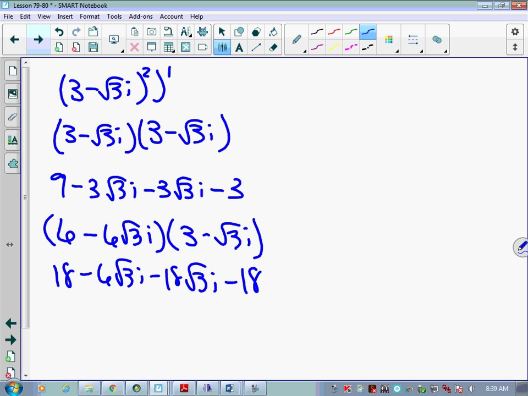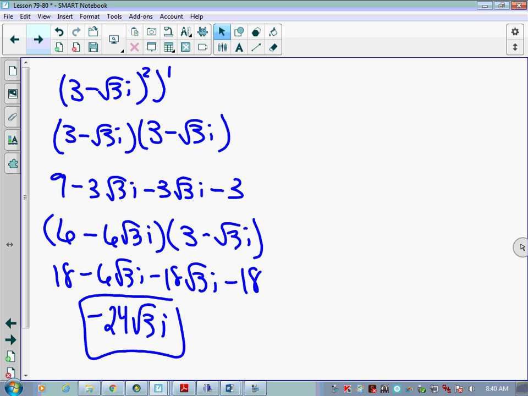Okay, so my 18s cancel out, and so let's simplify from here. Negative 24 radical 3i. That's the answer. Basically what this means is that the x coordinate on my rectangular coordinates is 0. So we would say that this is on the y-axis. So this is my answer right here. Any questions about that? So you can get 0 for an x, and you can get 0 for a y. There might be some times where there's only part of an answer, or it's the whole answer, but you won't see the other.